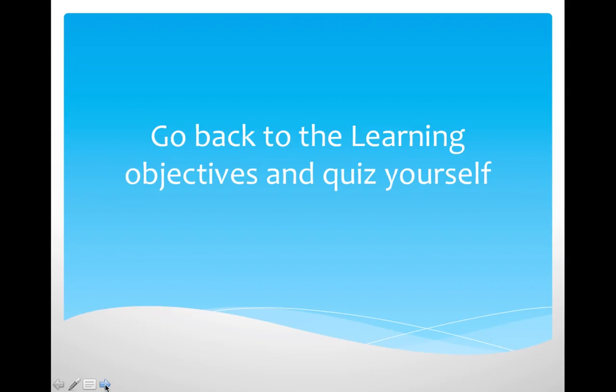Please go back to the learning objectives in slide 1 and make sure to review each objective so you clearly understand them, and again quiz yourself, and again you will utilize this information for the next step in completing your week 2 activity.